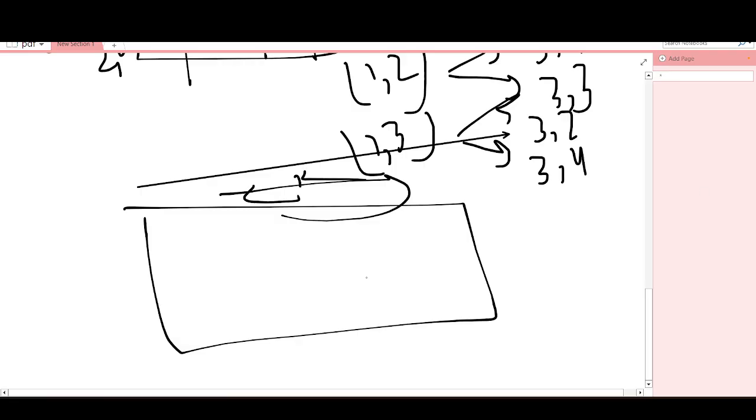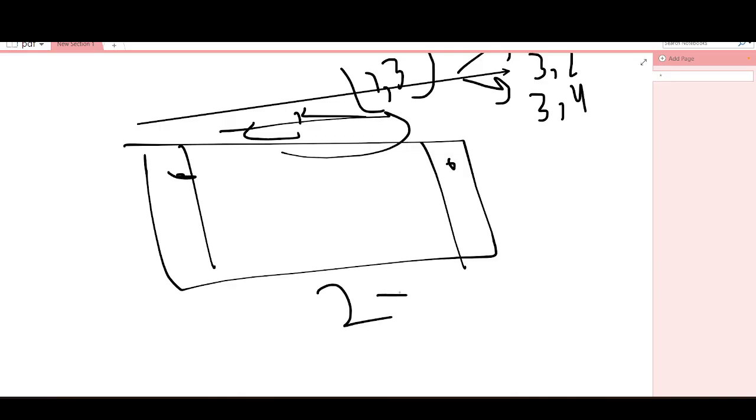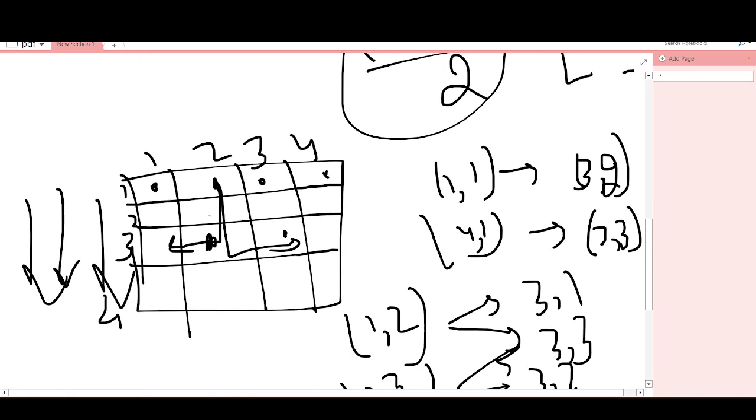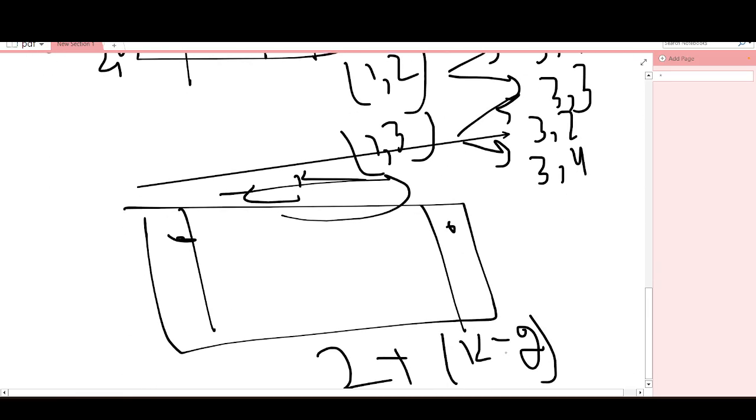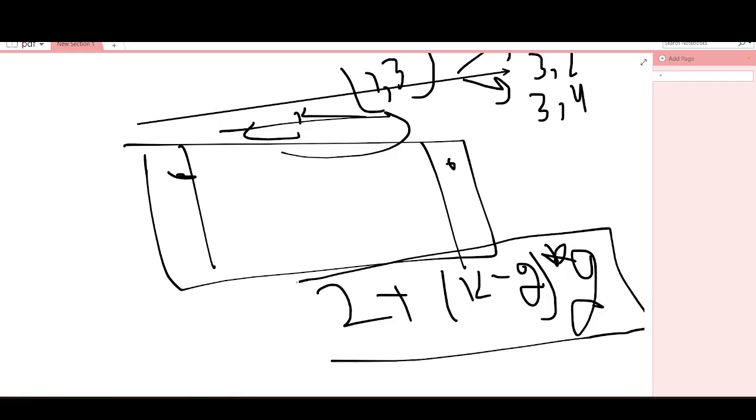So out of two positions, every other position has two options. So leaving the first one and the last one, I will add these positions separately, and the rest k minus 2 positions. I'm just now talking about the first row, only about the first row. Okay, so every other position in the first row will be having two options. So I get this formula for only one row.